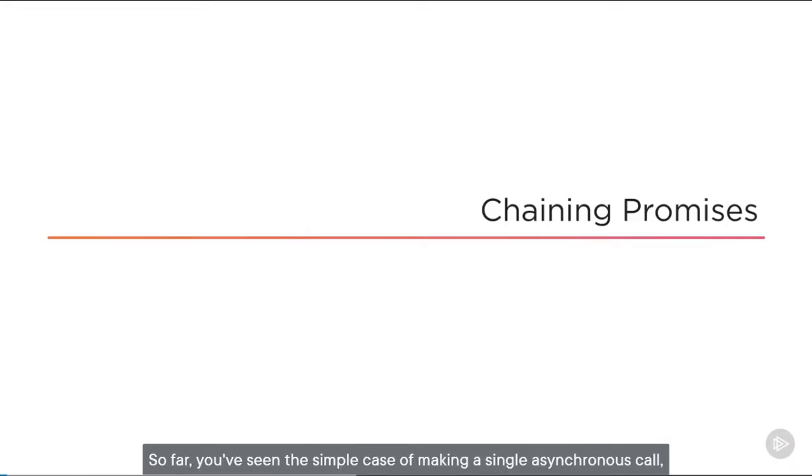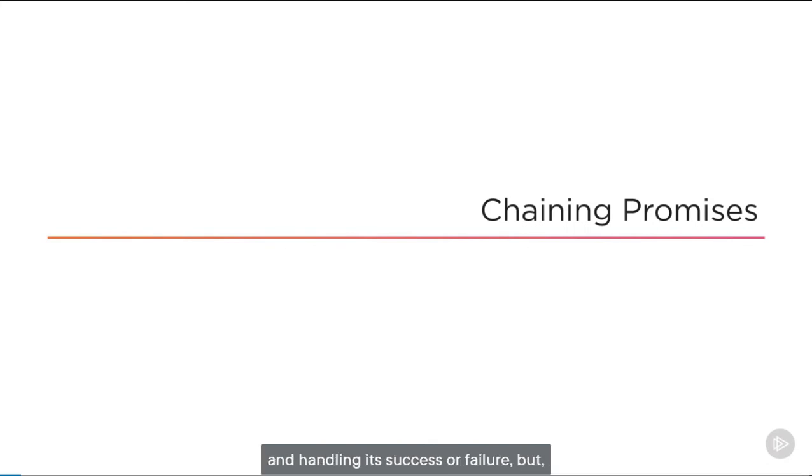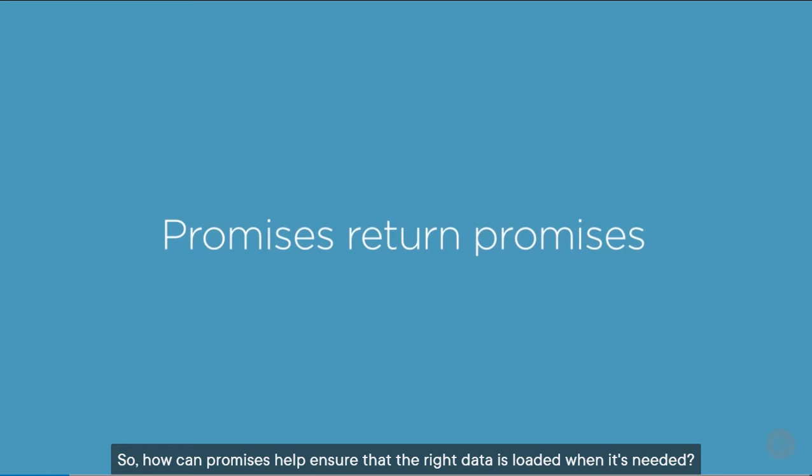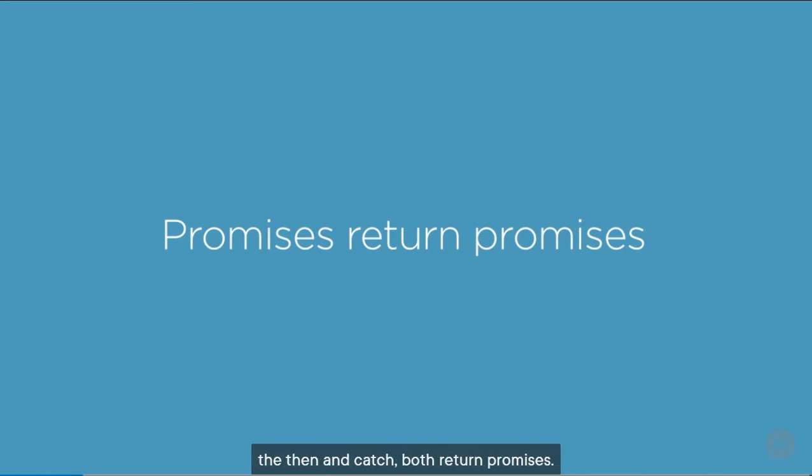So far, you've seen the simple case of making a single asynchronous call and handling its success or failure. But let's be honest, you probably didn't need promises for that. You've been doing that on your own for a while. So how can promises help ensure that the right data is loaded when it's needed? One nice thing about promises is that the settled functions, the then and catch, both return promises. This means that you can chain your promises together.